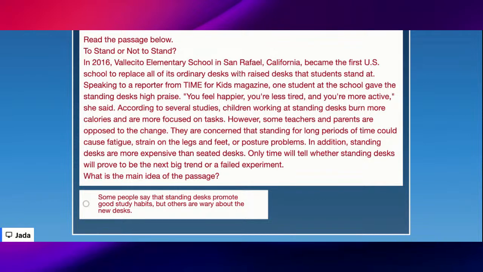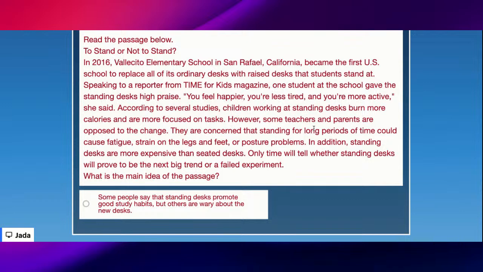Speaking to a reporter from Time for Kids magazine, one student at the school gave the standing desks high praise. "You feel happier, you're less tired, and you're more active," she said. According to several studies, children working at standing desks burn more calories and are more focused on tasks. However, some teachers and parents are opposed to the change.